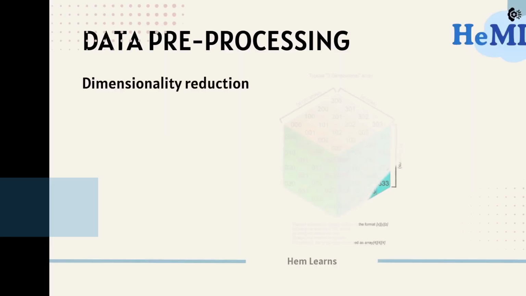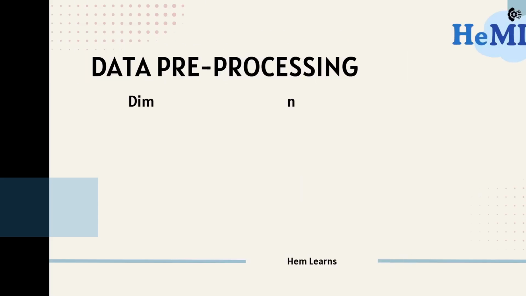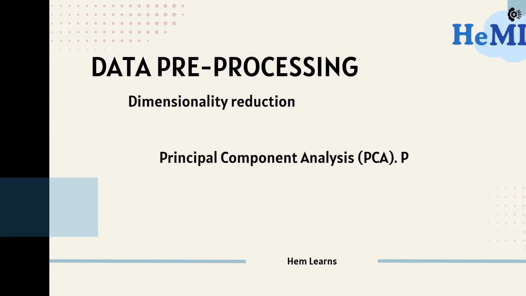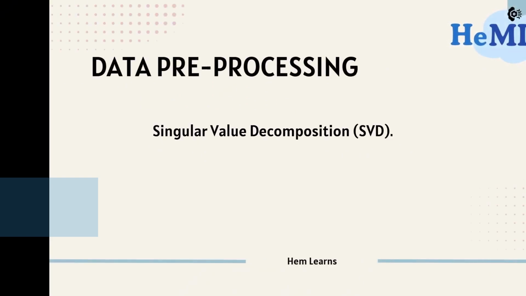Data preprocessing, dimension reduction. This helps us remove unnecessary features so that the model becomes faster and more accurate. Techniques like PCA and SVD transform high dimensional data into a cleaner and lower dimensional form. Feature subset selection. Instead of transforming features, we can directly select only the most important ones. This helps the model focus only on the attributes that truly matter.